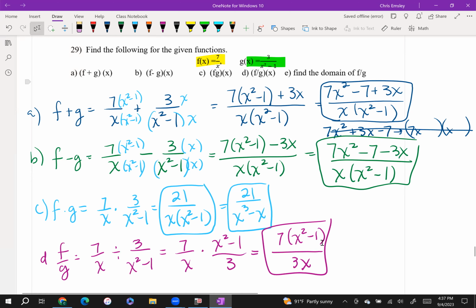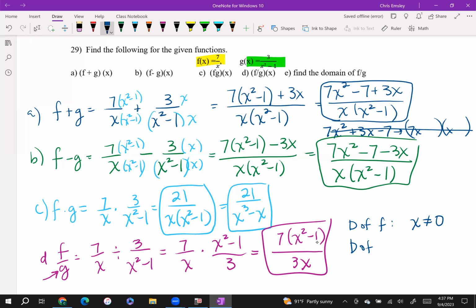Okay, when we are using operations on functions, the domain is going to be based on the domain of f and the domain of g. And then if we're talking about the quotient, we also have to make sure that g is not 0 because we are dividing by g. So we get here the domain of f. f was 7 over x. x can't be 0 because we can't have 0 in a denominator.